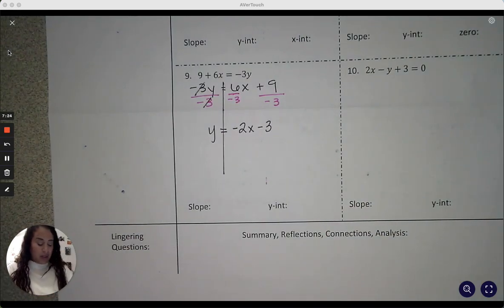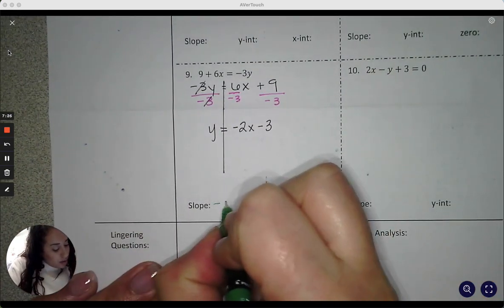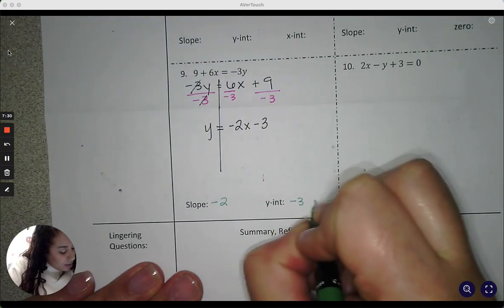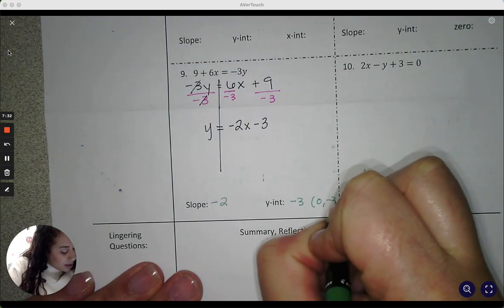I think. It's been a long Christmas break. Slope is negative 2. Y-intercept is negative 3, or 0, negative 3.